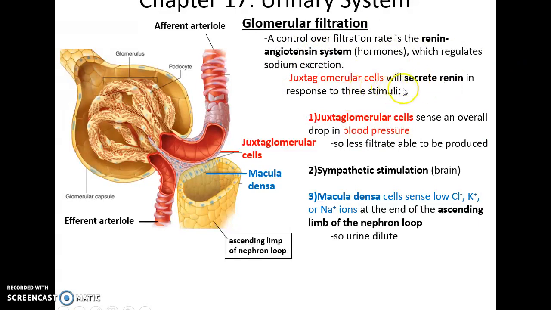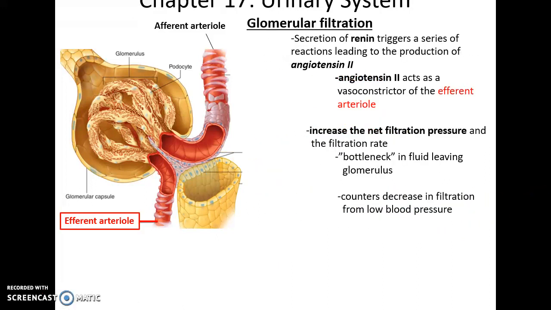So the juxtaglomerular cells will secrete renin if they detect that the overall blood pressure has dropped, so that there'll be less filtrate produced because we want to keep the overall body's blood pressure up, or if they receive some sort of signal from the brain, or if the macula densa cells detect that the urine is extremely diluted, that there's very few electrolytes in it. So if these things happen, then renin will be secreted.